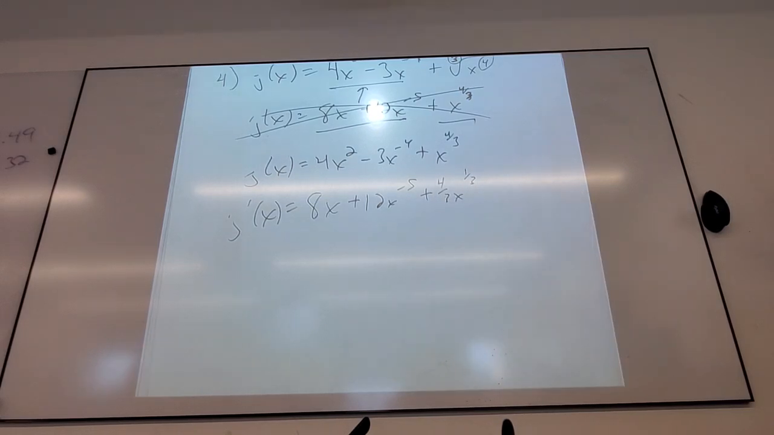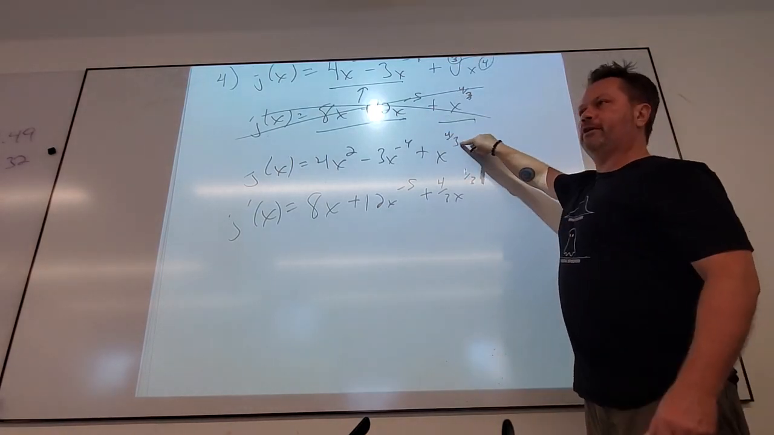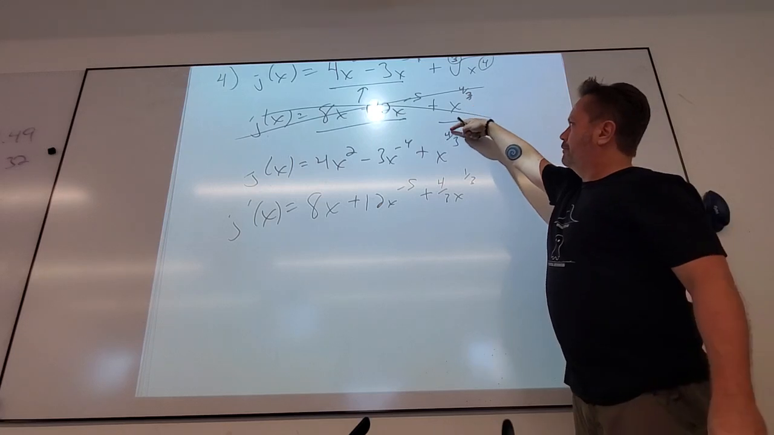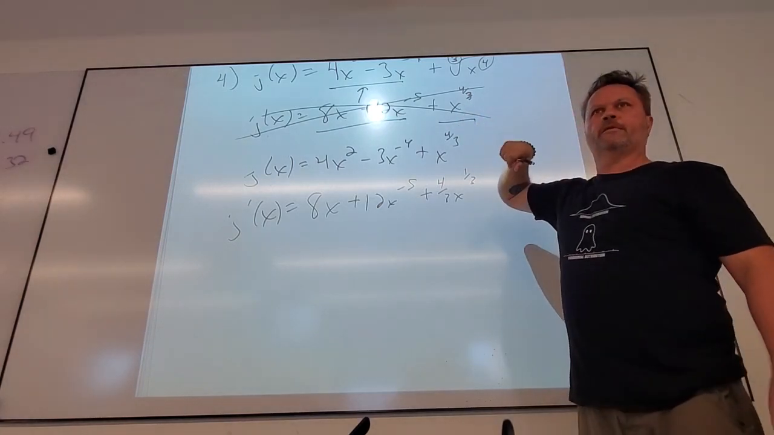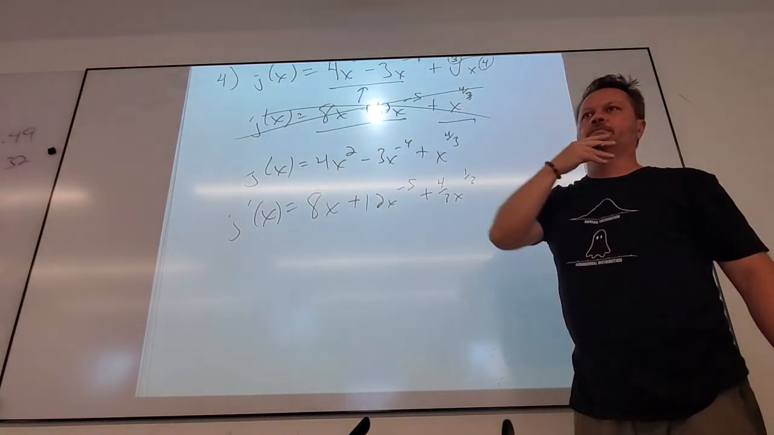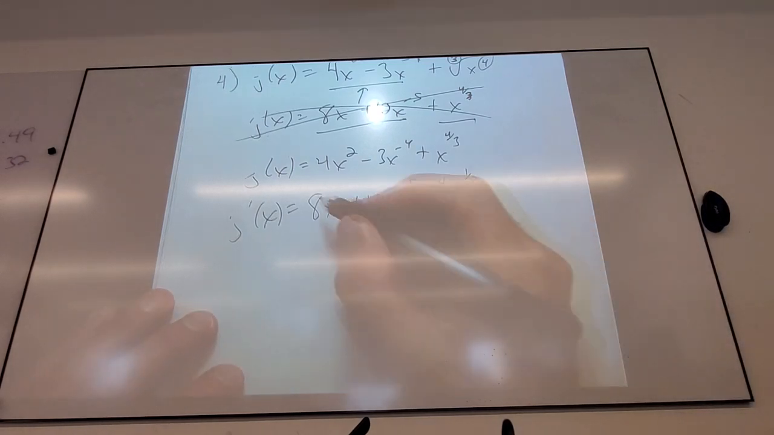Now here's a really cool little thing. Some of you guys won't need this. But if you take the derivative and you have a fractional power, what is 4 minus 3? And then you put it back over 3. When does that work? All the time. Every time. So very quickly, this is the derivative.